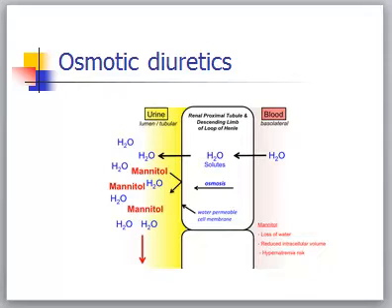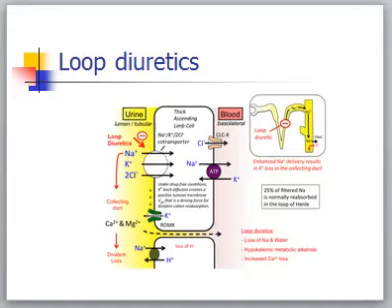Followed by that, we are going to see loop diuretics. Loop diuretics inhibit the active reabsorption of electrolytes such as sodium and potassium from the renal tubular fluid. They inhibit electrolyte reabsorption in the loop of Henle, specifically sodium and chloride reabsorption from the thick ascending limb. So the osmotic pressure in the tubular fluid will increase. What will happen? It will lead to diuresis.